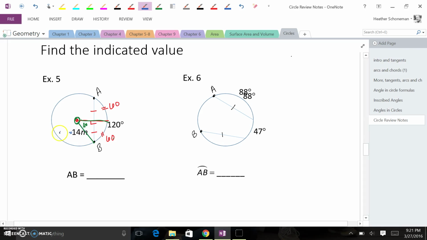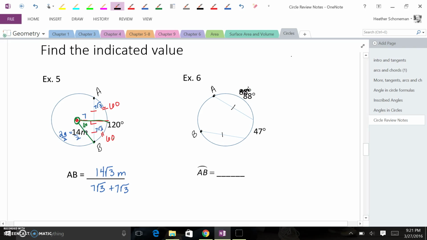And you were given the long side, which is 2a. So we divide by 2, so the short side is 7, and the medium side is 7 square root 3. That only gives us half of the segment. The other side is 7 square root 3. So we're going to have 7 square root 3 plus 7 square root 3 to give us 14 square root 3 meters.